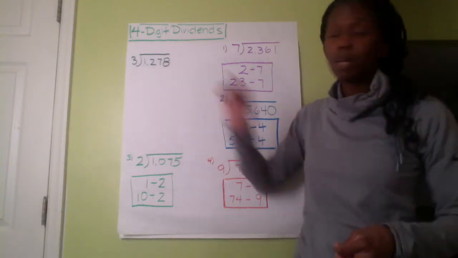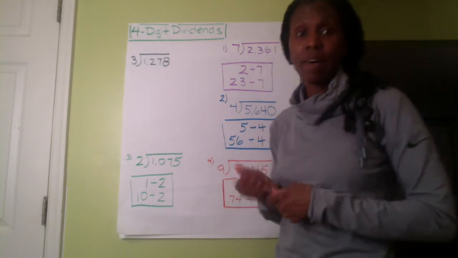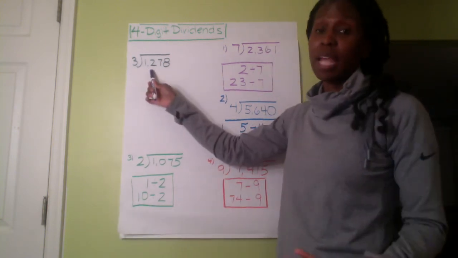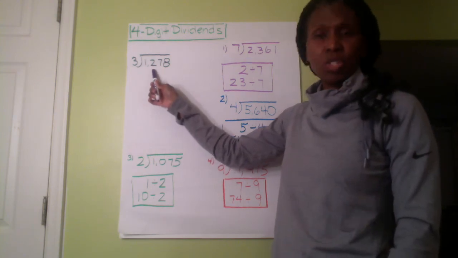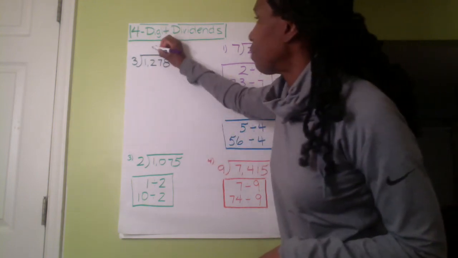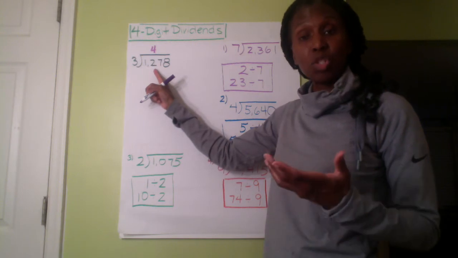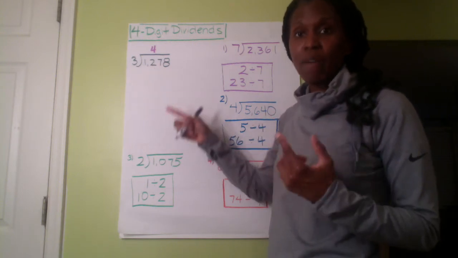So I've written it up here. Let's go ahead and get started with our steps. Step number 1 is to divide. I asked myself, how many times can 3 go into 1? Well, it can't go into 1 at all. So I'm going to add the next digit. 3 can go into 12 how many times? It can go in 4 times. Notice I put the 4 right above the 2 because the 2 is the last digit in the number I'm dividing into, the 12. After you divide, you multiply.